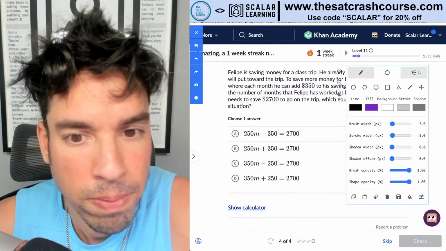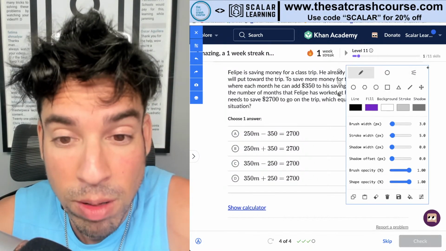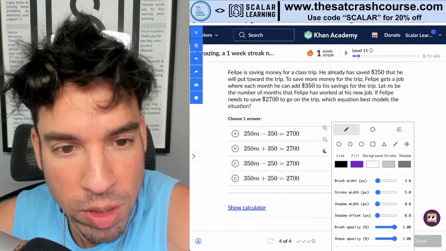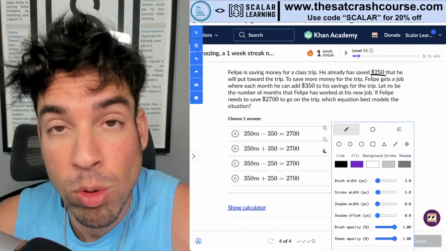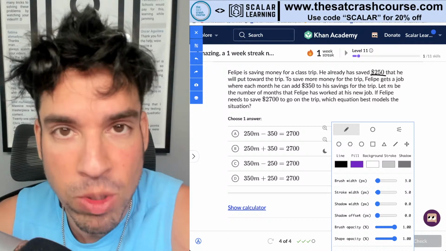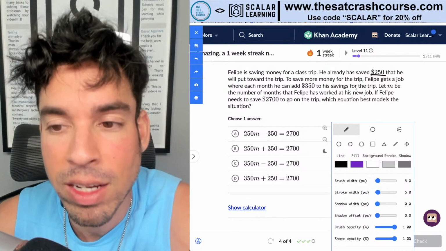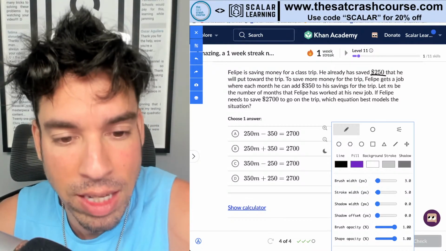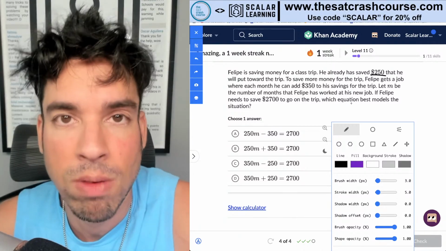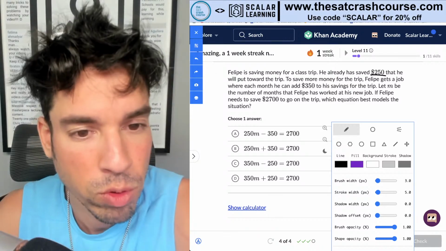Last one. I don't like word problems. They're just not fun. Felipe is saving money for a class trip. But notice the strategy. What am I doing with the more complicated ones? I'm extracting the numbers and the information and reformatting it in a way that makes sense to me. That's a big key because I historically have not liked word problems, but this is how I've come to a mastery level with them as well.